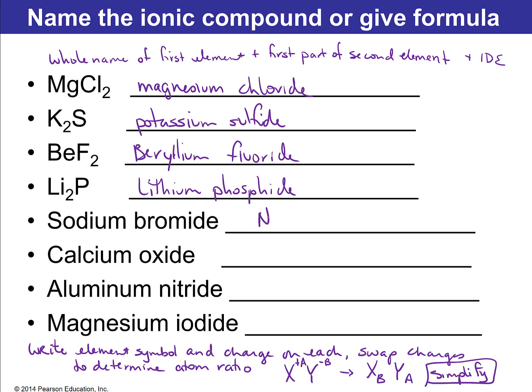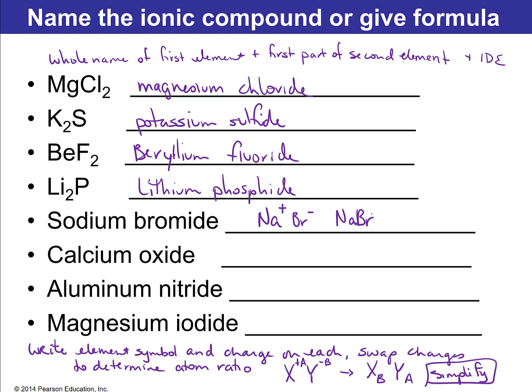So sodium is a plus. Write the symbol and the charge. Bromine is a Br with the minus. So you have +1 and -1. So yeah, it would just be NaBr. So it's a 1 and 1.